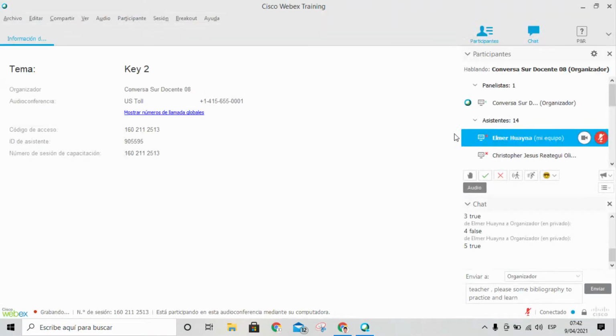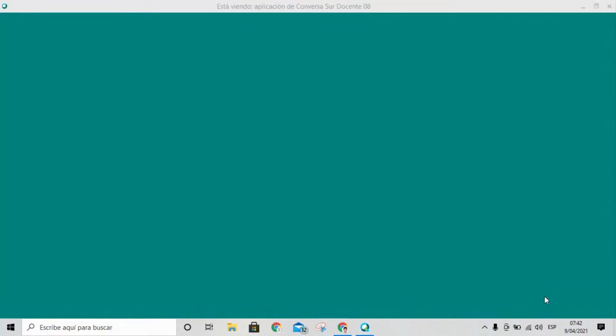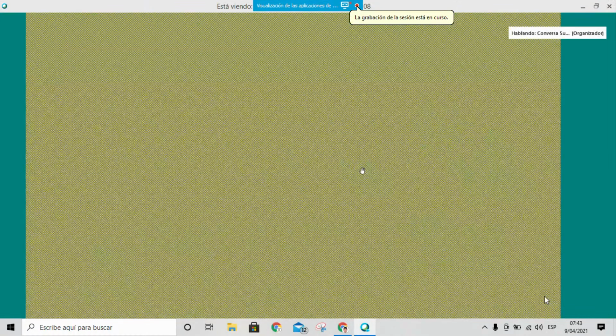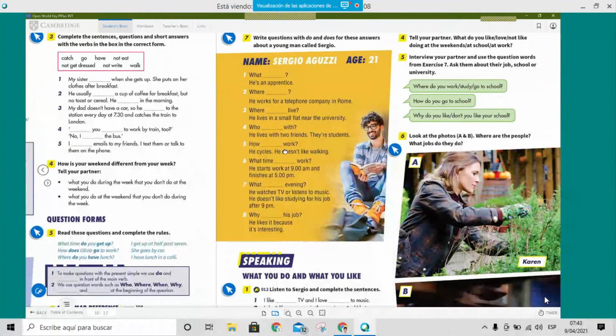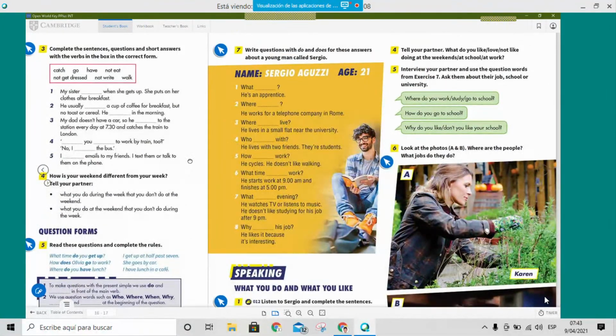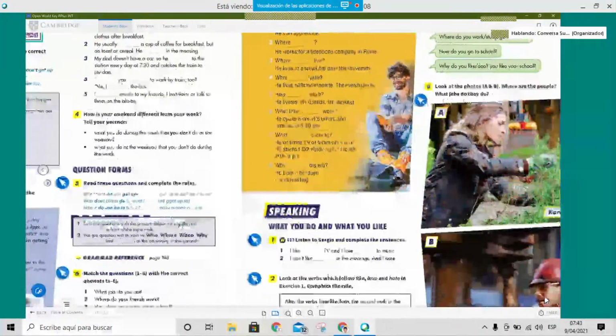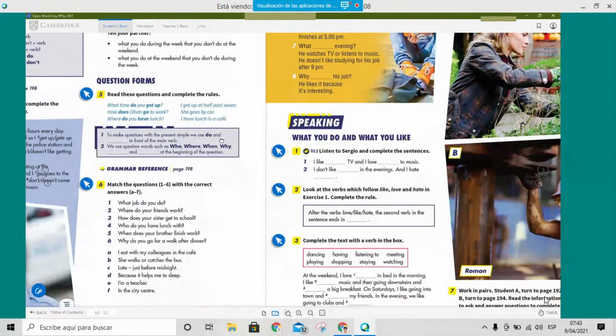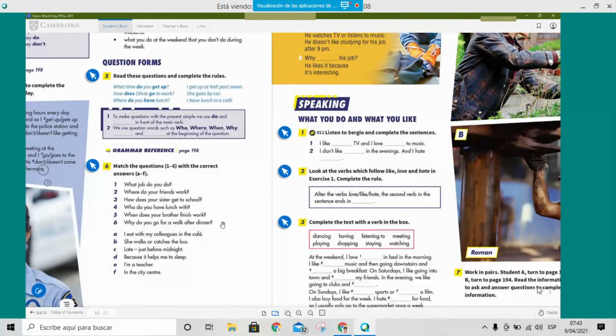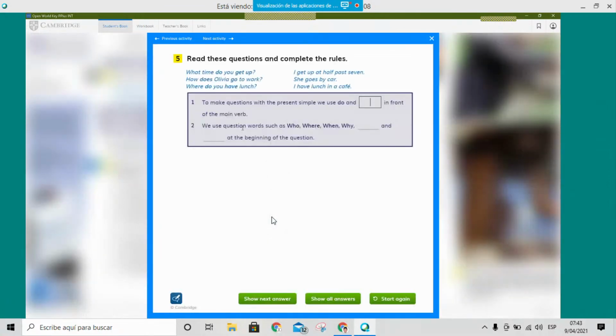Sorry, not this, but this. Exercise number 7. We're going to practice the question form. All right. In this case, we have WH questions or questions with question words. This is the other kind of question.